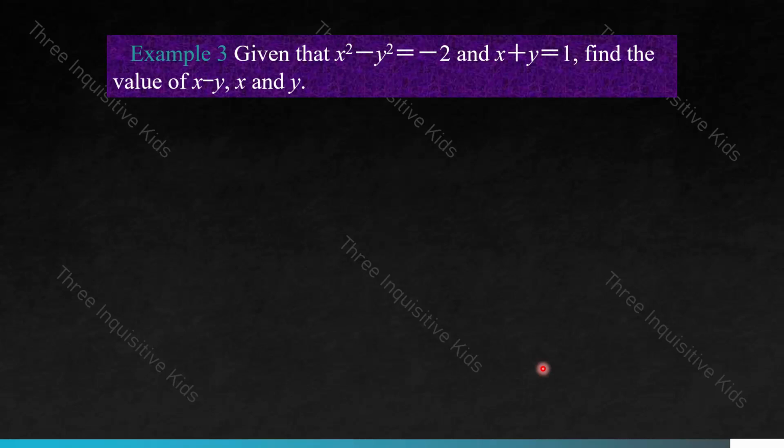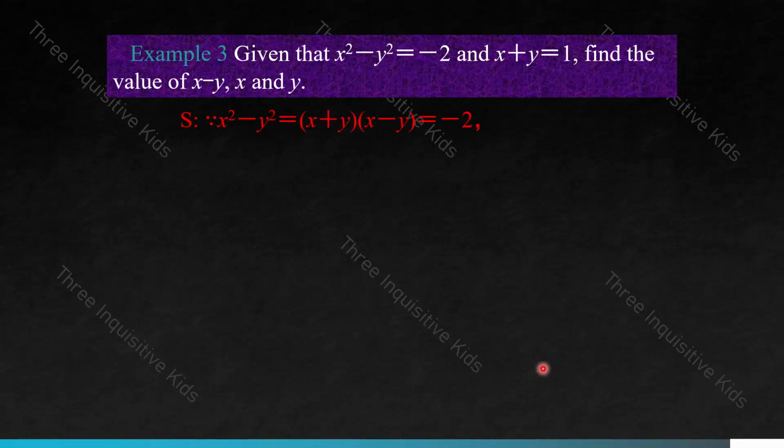So here is example 3. Given that x squared minus y squared is equal to negative 2 and that x plus y is equal to 1, find the value of x minus y, x and y. Pause the video and think about how you would solve this problem.